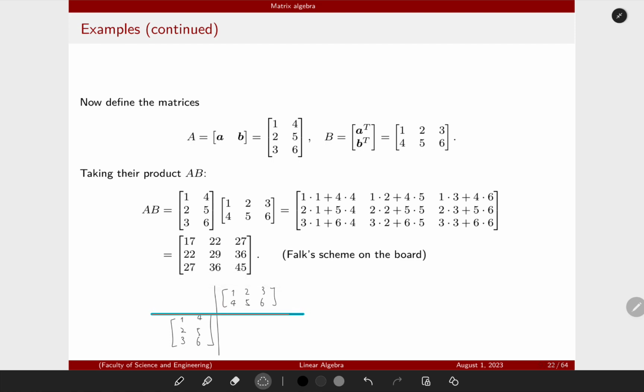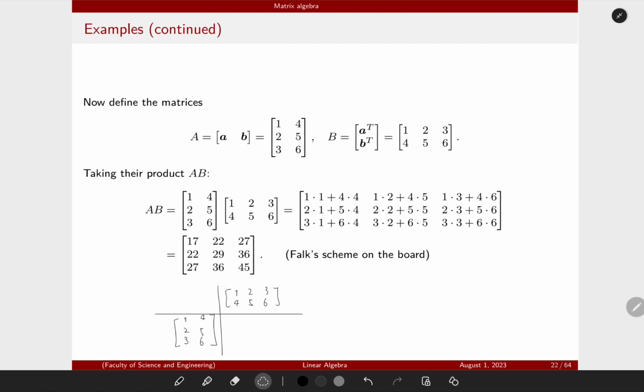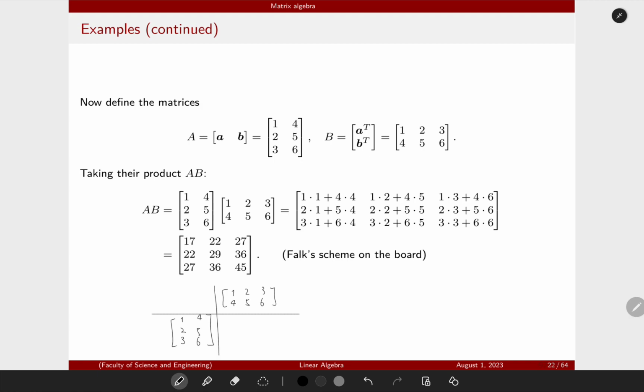And then you simply go like this. So this 1 pairs up with this 1, this 4 pairs up with this 4, and then you multiply these and add them to the product of these two. You do the same like this, and the same like this, etc., and then you will also find this answer.